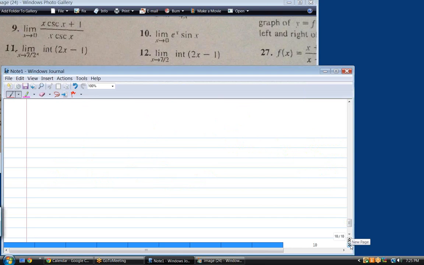The cosecant of 0. Well, first of all, as x goes to 0, this denominator goes to 0. You see that? Well, hold on a second. Cosecant x. Cosecant is the reciprocal of what?